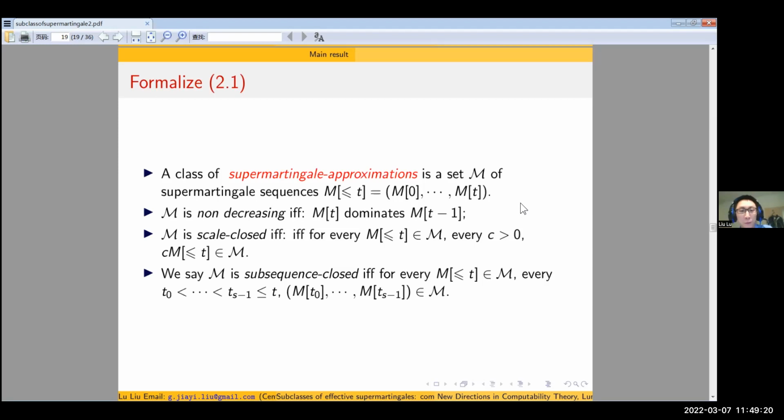A class of supermartingale approximations is just a set big M of supermartingale sequences. We say this big M is non-decreasing if every sequence M_t dominates M_{t-1}. We say it is scale closed if for every sequence in the big M, every scaling of this sequence is also a member of M. We say it is subsequence closed if for every sequence in M, every subsequence of it is also a member of the big M.